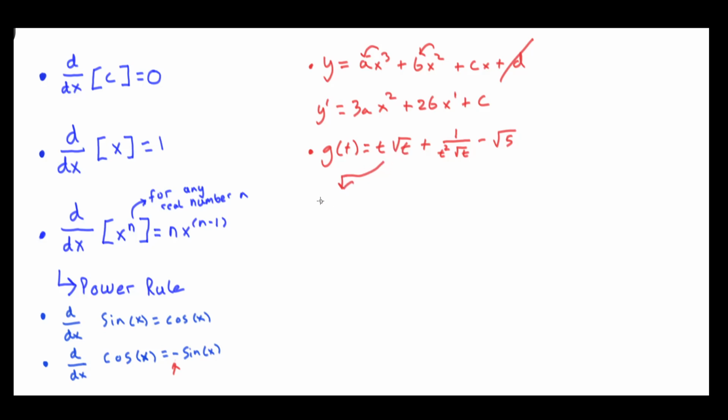When you multiply two variables together, so in this case it's t to the first times t to the 1/2, you just end up adding these exponents together. So that gives you a t to the 3/2.